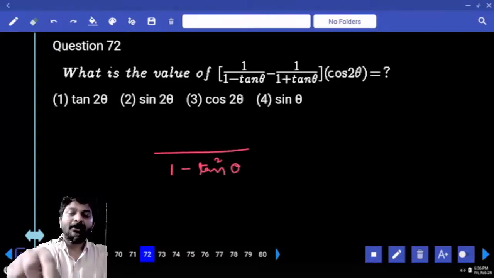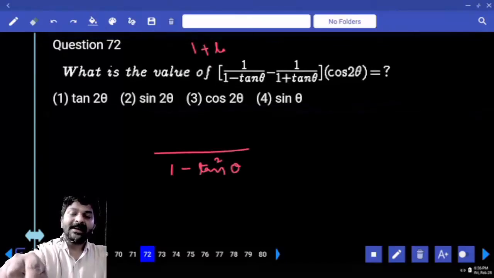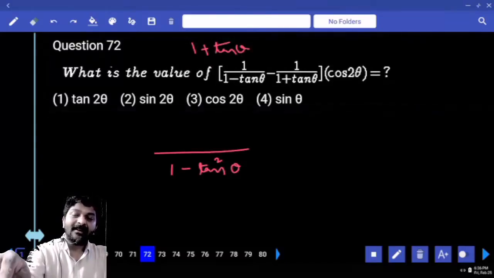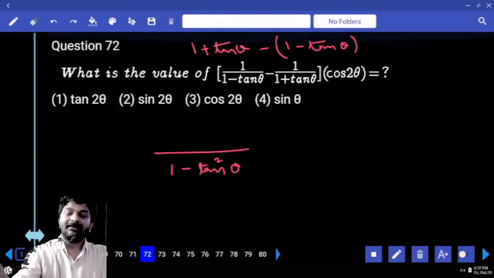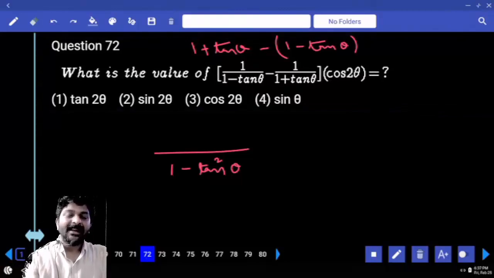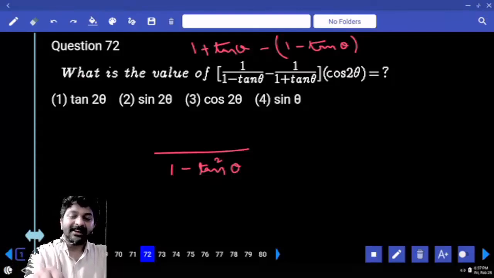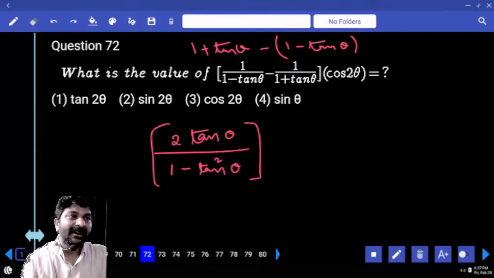And in the numerator, what do you get? 1 plus tan theta minus of 1 minus tan theta. Plus 1 minus 1 gets cancelled. Tan theta minus of minus tan theta, that is again tan theta, correct? So that is 2 tan theta. This comes in the numbers inside the bracket, correct? What is this called? What is this fellow?